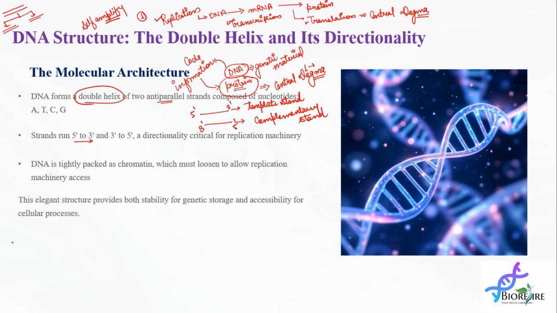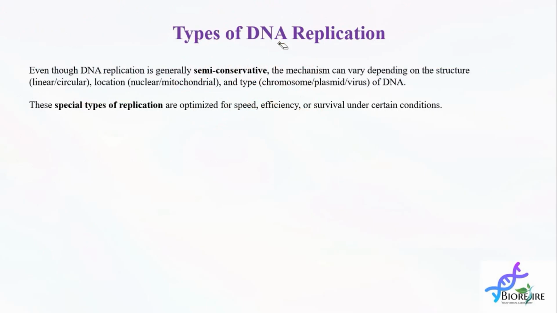In the case of eukaryotes, DNA is tightly packed with the help of histone protein. During the amplification or during this replication, some modification will happen in the histones and the replication process will start. That is the fundamental of replication. Now we discuss the types of replication.